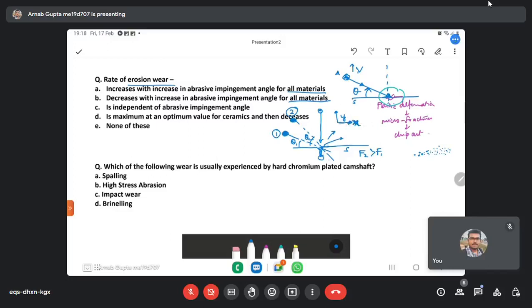So if your material is soft or ductile, there are chances of this tunneling effect, or you can say embedding of particles depending on the velocity. So that's why the material removal will be less, less material removal for softer materials.